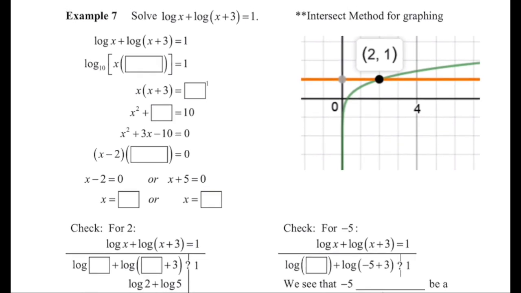Here we have log of x plus log of x plus 3 equals 1. We're going to use our multiplication rule. Since we're adding logarithms with the same base, we can use the multiplication rule to combine these together. We know that if I don't see a base, it's automatically 10. The multiplication rule says that if we are adding our logarithms together, we can multiply their arguments. So x times x plus 3 is equal to 1.